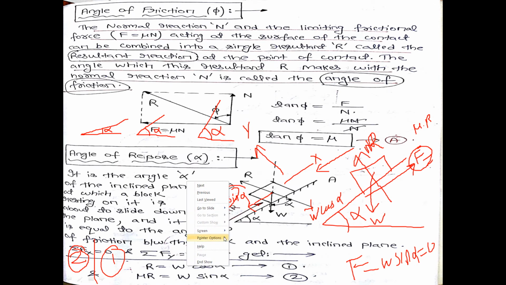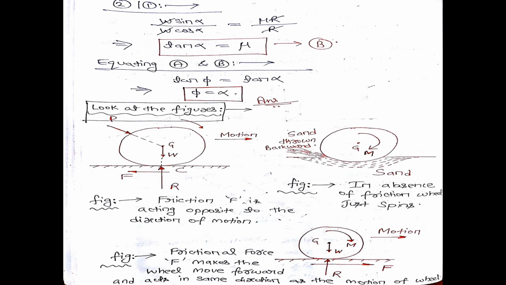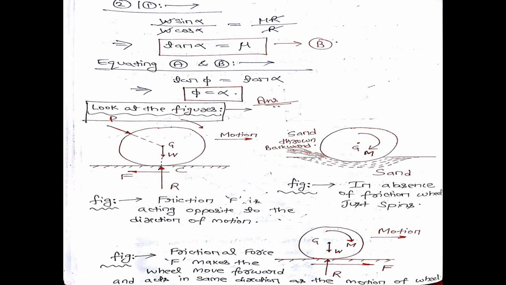Now compare equation A and B. Equation A is tan phi is equal to mu. Equation B is tan alpha equal to mu. That means the right hand side is the same. So we can equate, in place of mu from equation number A, I can write tan phi. So finally, when you equate equation A and B, you will get tan phi is equal to tan alpha, or you can write phi is equal to alpha.